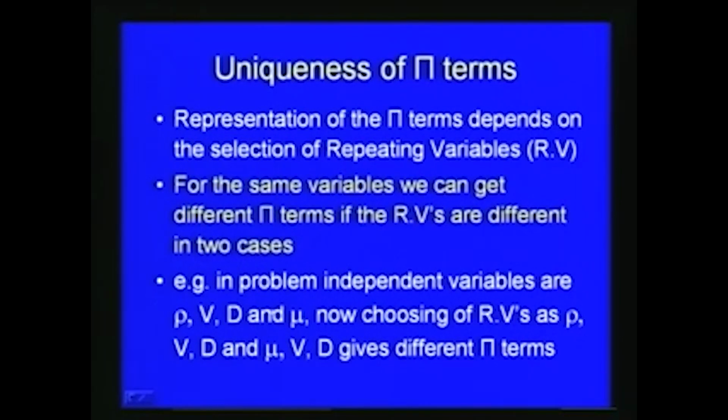For example, in a problem the independent variables are rho, the density, v, the velocity, d, the geometric dimension like diameter, length or breadth, and mu, the viscosity. Now choosing the repeating variables, we can use rho v d, or other combinations, and these give different pi terms. So as we can see, there is not a unique set of pi terms which arises from dimensional analysis.